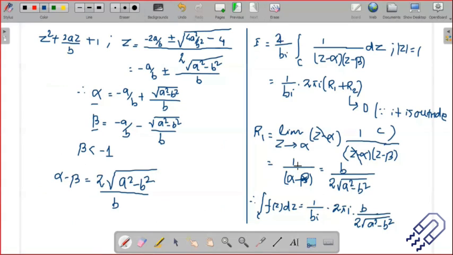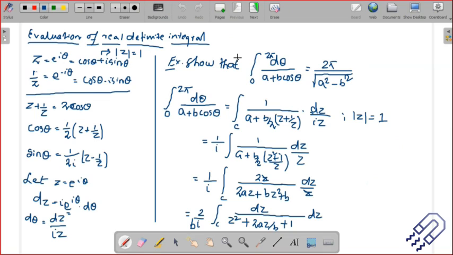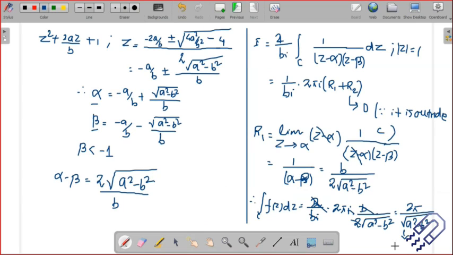Check it. And there is a 2 here, right? So this 2 and this 2 you can cancel out, okay? This 2 will get cancelled out with this, okay? And you are left with 2 pi divided by root over a square minus b square. So if you just go here, what we wanted to show is this, 2 pi divided by root over a square minus b square, and this is what we have shown.